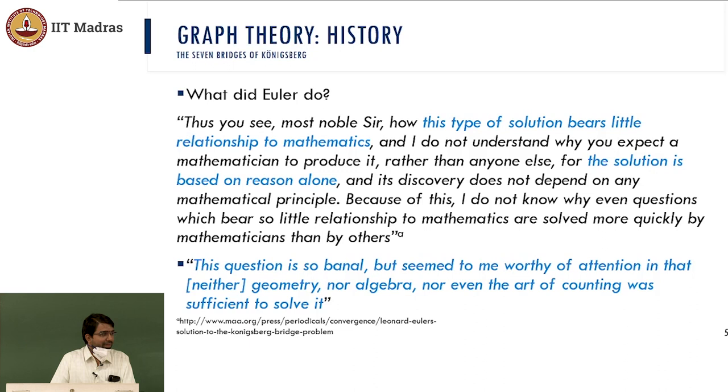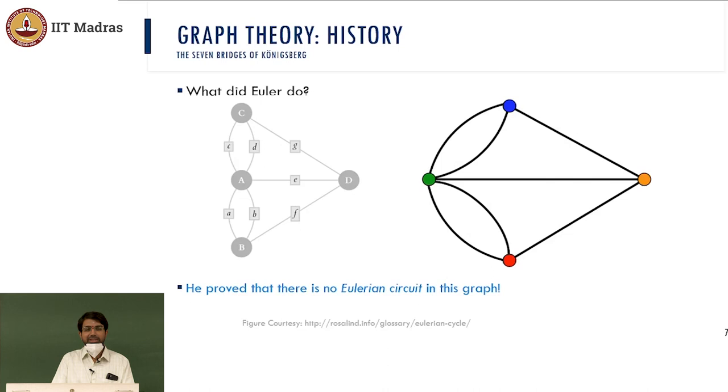So what did Euler do? He really didn't do this, but today we represent it in this fashion. So this is very convenient. All of you are very familiar with this. There are four nodes in this graph and seven edges. Of course, this is a little weird, no? What is weird about this graph from the graphs that you have studied in the past?